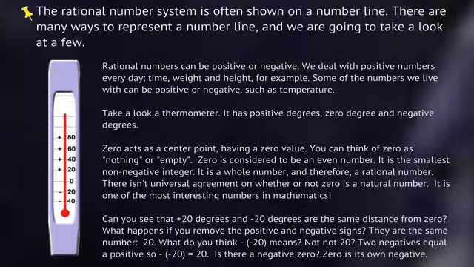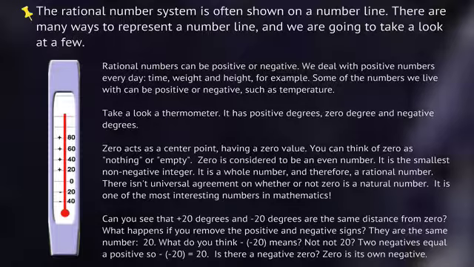Take a look at a thermometer. It has positive degrees, 0 degree, and negative degrees. 0 acts as a center point having a 0 value. You can think of 0 as nothing or empty. 0 is considered to be an even number. It is the smallest non-negative integer. It is a whole number and therefore a rational number. There isn't universal agreement on whether or not 0 is a natural number. It is one of the most interesting numbers in mathematics.